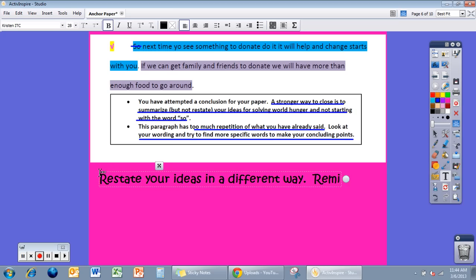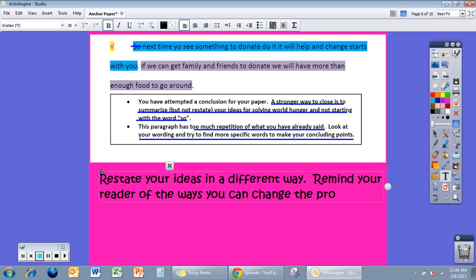You've got to remind your reader of the ways you can change the problem you have chosen. So in this case, of world hunger. So if you haven't, in this case, this person hasn't really had 3 reasons or 3 ways that he could change world hunger, so that's a problem. That's why the conclusion is weak. Restate those ways. Restate the reasons that you have already stated in your first paragraph or your second paragraph or your third paragraph.